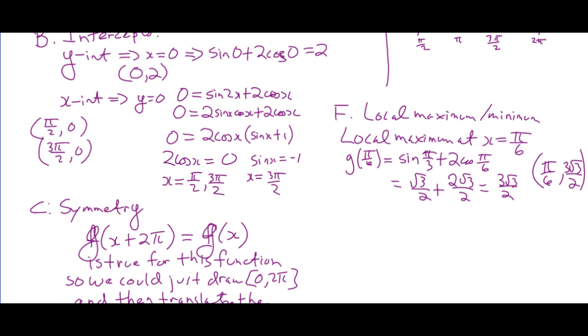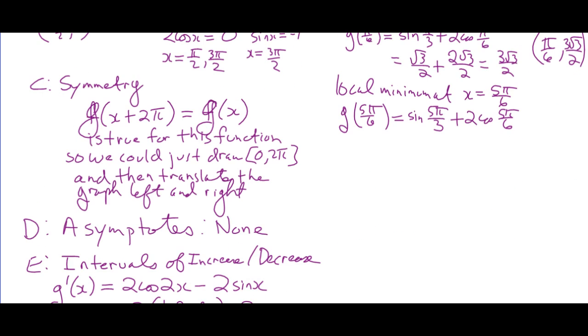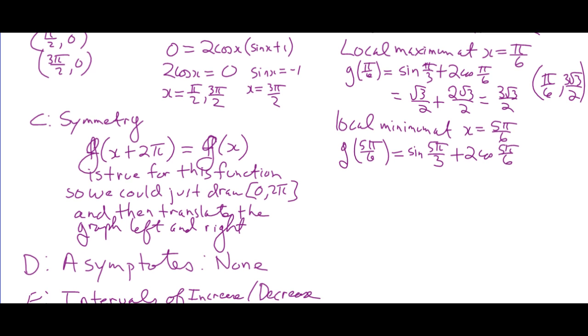And we have a local minimum, was it, at 5 pi over 6? So g, excuse me, at 5 pi over 6 is the sine of 5 pi over 3 plus 2 cos 5 pi over 6. Okay, so 5 pi over 3 is the same as pi over 3, right? But it's negative.